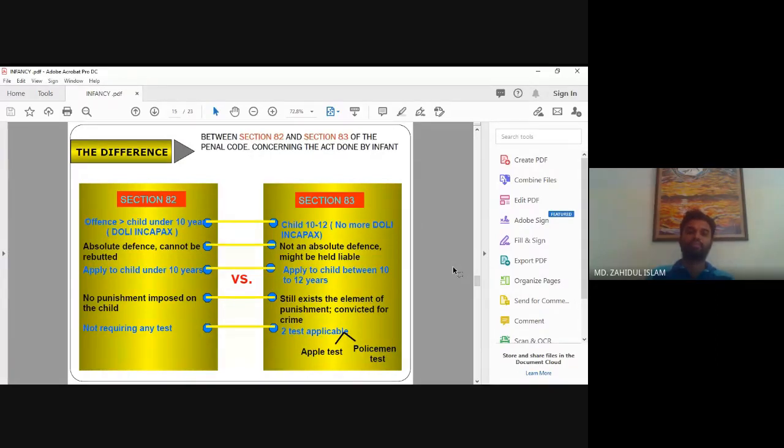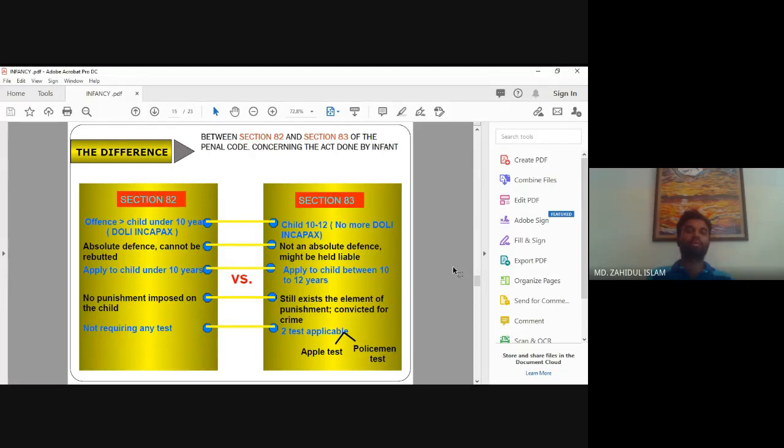Not an absolute defense, he might be held liable. If the public prosecutor, DPP or PP, can prove that at that time he understood the nature and consequence of the offense, maybe he can be liable. And if the defense lawyer can prove that at that time he didn't understand the nature and consequence of the offense, then he will be exempted from criminal liability.